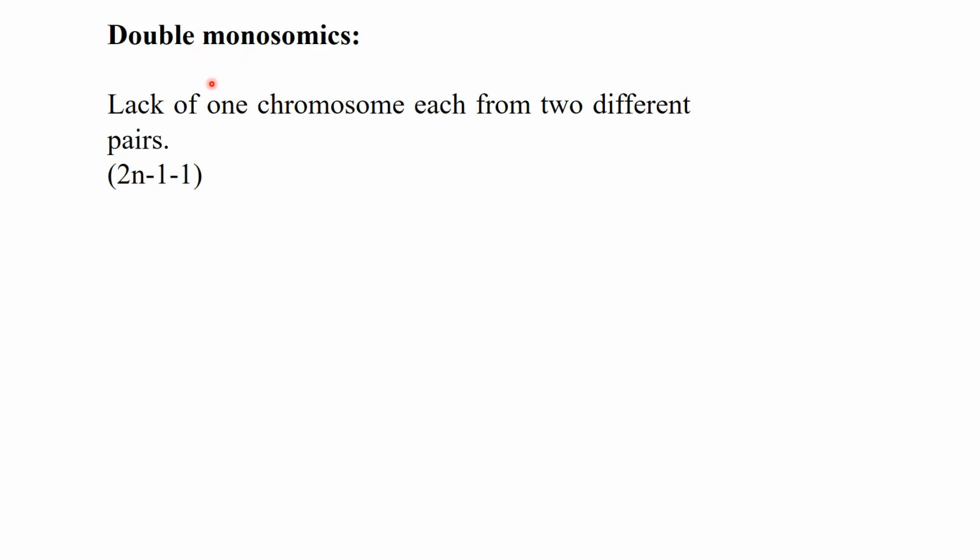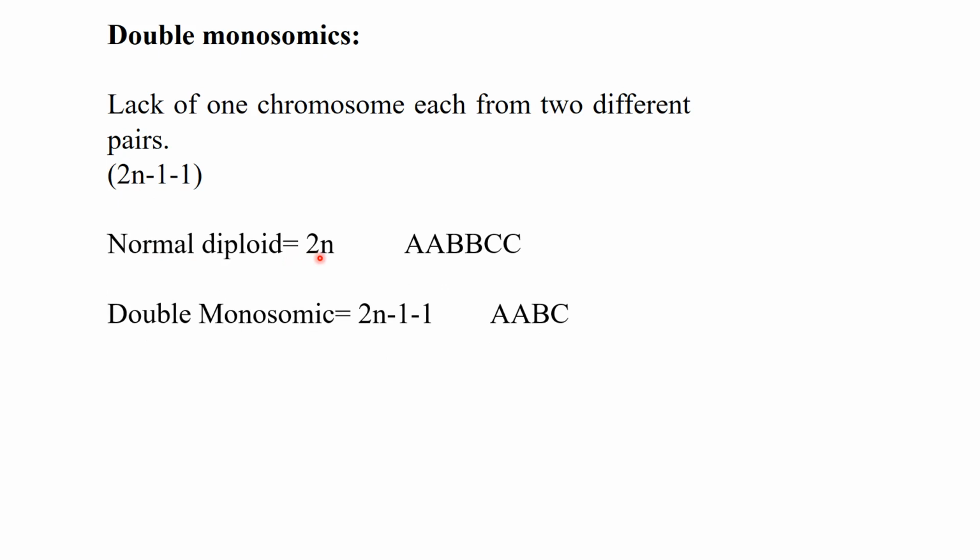Double monosomic condition is when there is a lack of one chromosome each from two different pairs. जब दो different pairs से एक एक chromosome reduce होगा, that condition is called double monosomic. 2n minus 1 minus 1 is the genetic formula of the double monosomic. Normal diploid having 2n chromosomes, each chromosome present in the pair. When two chromosomes are missing from two sets of chromosomes, that is called double monosomic. 2n minus 1 minus 1: A is normal, one B is missing and one C is missing. Mean दोनों जो pair of chromosome है उनमें से एक एक chromosome loss हुआ. This condition is called double monosomic.